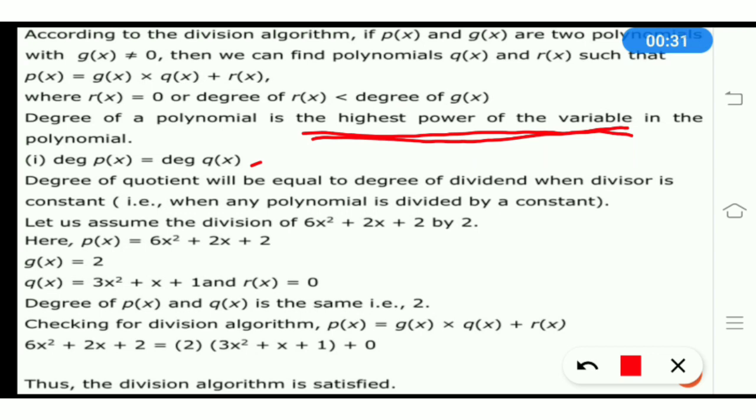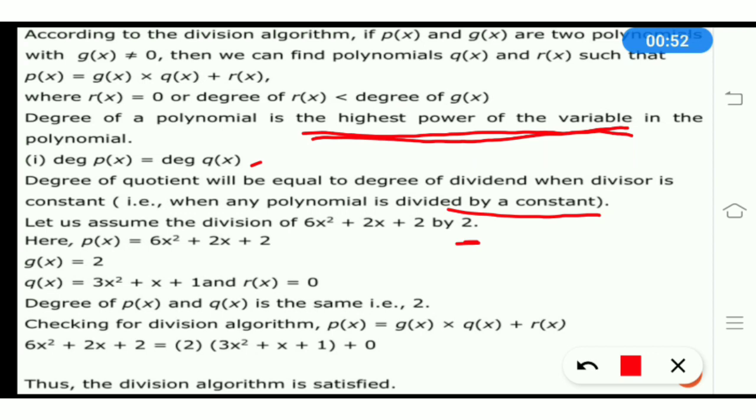That means when the divisor is a constant, then the degree of the quotient will be equal to the degree of the dividend. Okay, so that is when any polynomial is divided by a constant. Clear? So now let us assume the division of 6x square plus 2x plus 2 by 2.